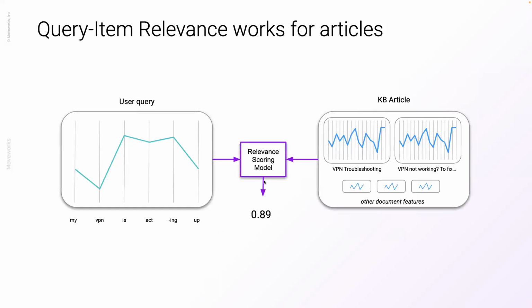And this also works for articles. For example, if some query comes in, my VPN is acting up, and you have an article, let's say you upload it fresh, it gets ingested, and the article has text as title, VPN troubleshooting, description, VPN not working, how to fix, and other document features. And again, numbers in, numbers out. We can train on lots and lots of examples, and we end up with a really good relevance scoring model to say this article is pretty darn relevant to this query: 89%, or probably close to the upper 90s in our production system.